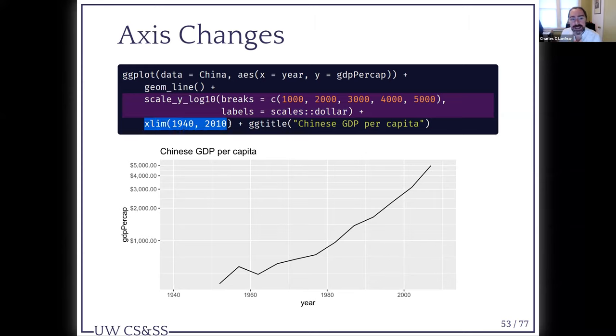I also changed the x limit, so it goes all the way back to 1940, even though there's no data, and all the way to 2010, even though there's no data. And then I gave it a nice title, okay? It's the kind of thing you might want to do on plots in the Gapminder data on your homework or something. You don't have to, but these are some options to play around with or use in the future, okay?